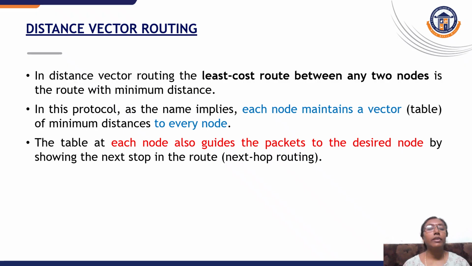In distance vector routing, the least cost route between any two nodes is the route with minimum distance. As the name implies, each node maintains a vector, otherwise called a table, of minimum distance to every other node. The table at each node also guides the packet to the desired node by showing the next hop in the route.